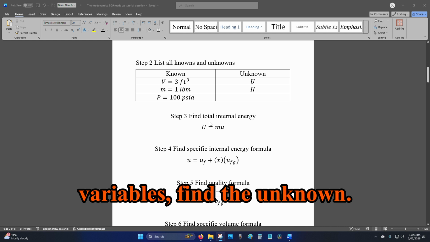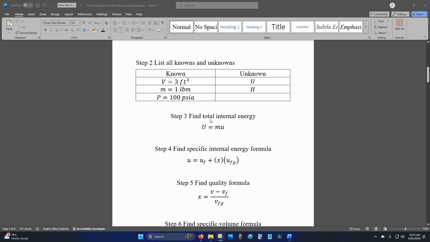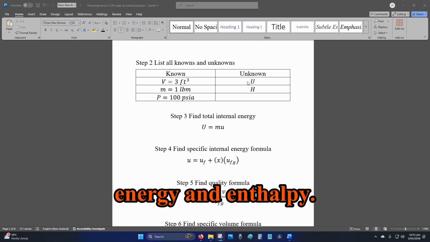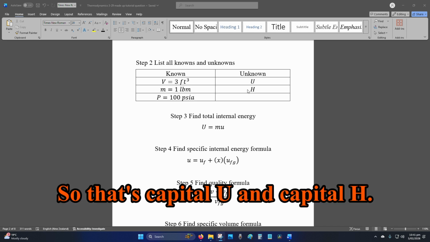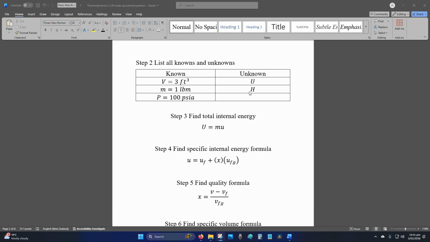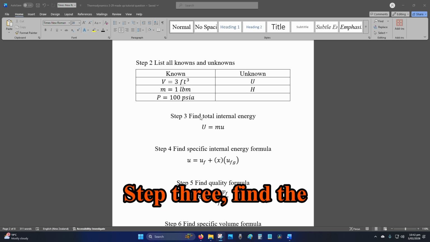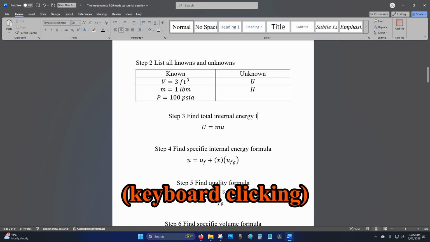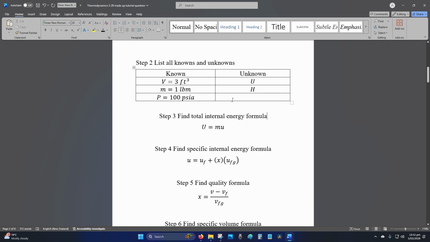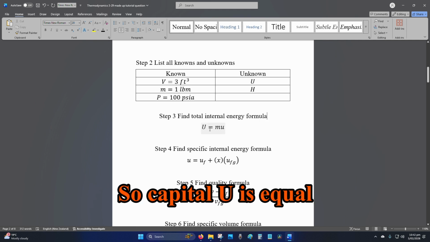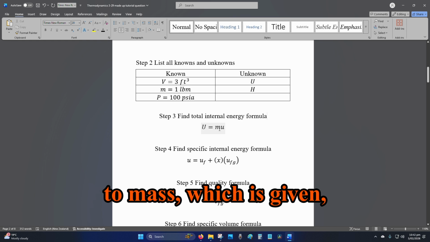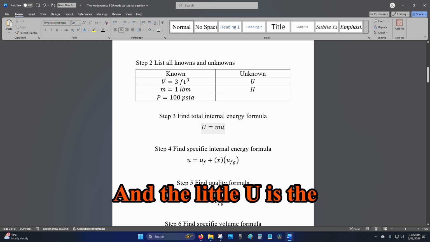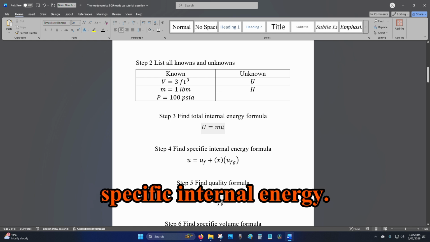Step 2, list all the given variables, find the unknown. Alright, so we want the total internal energy and enthalpy, so that's capital U and capital H. Step 3, find the total internal energy formula. So capital U is equal to mass, which is given, which is 1 pound mass, and the little u is the specific internal energy.